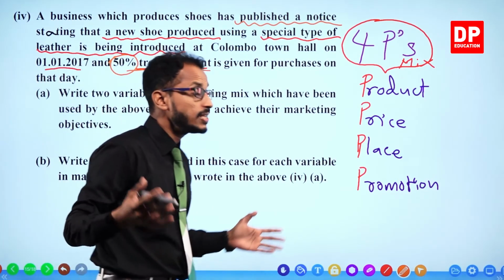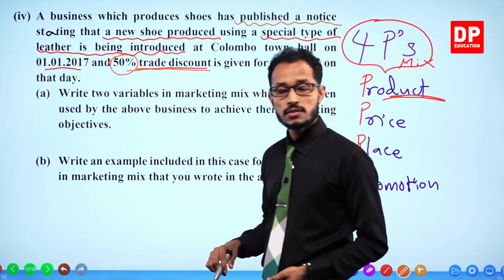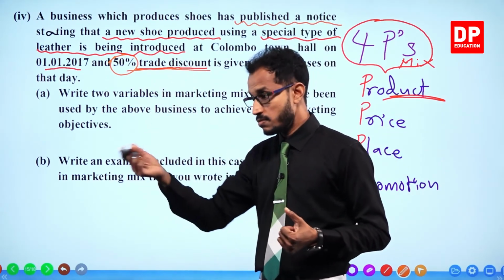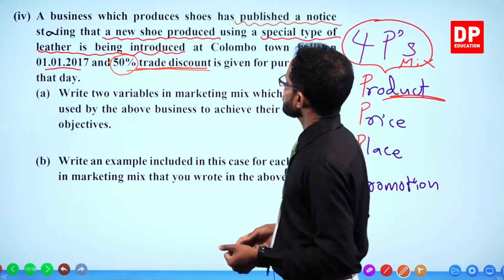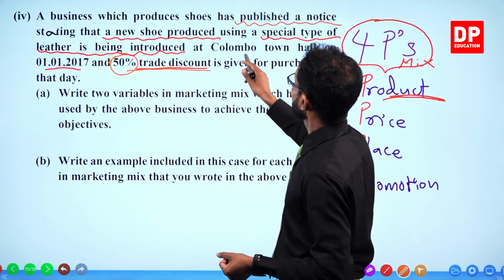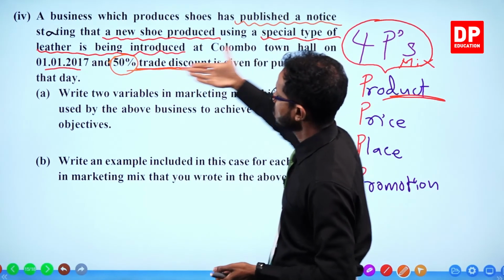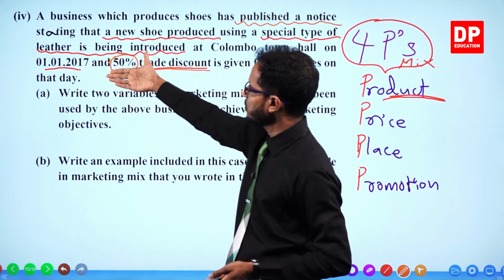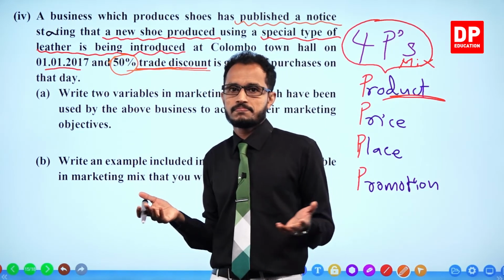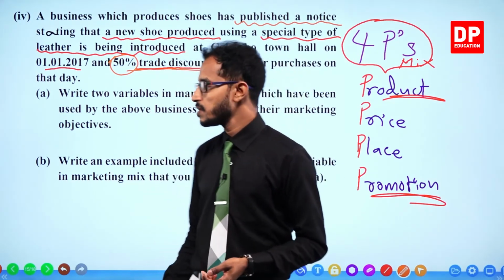Now, aren't they introducing a new product? Yes, in this case, it's done. They are putting out a new product, a special type of leather shoe introduced at Colombo Town Hall on 1st January. A 50% trade discount is given for purchase. It's a promotion. That is the next variable.